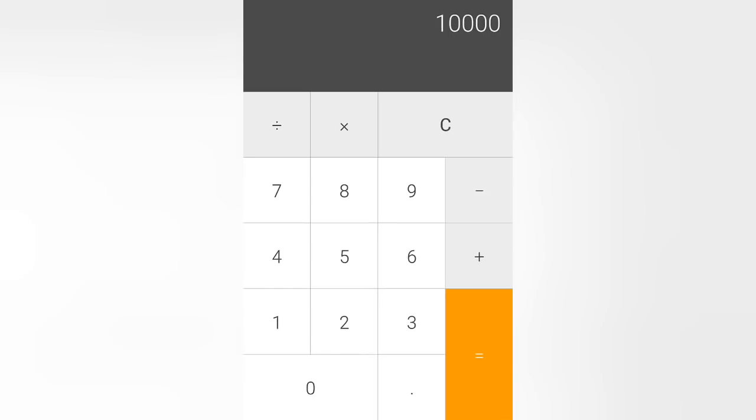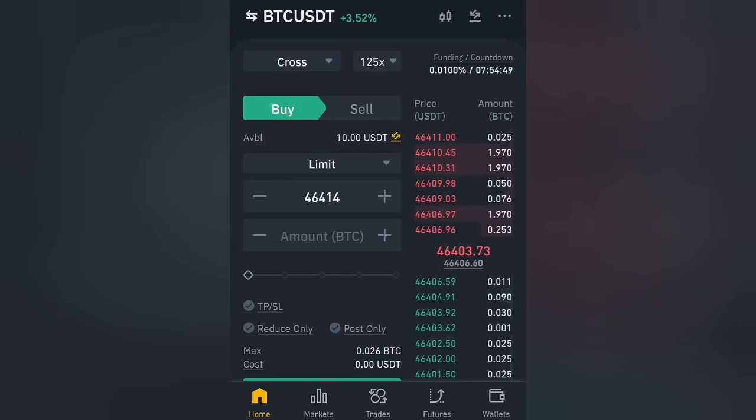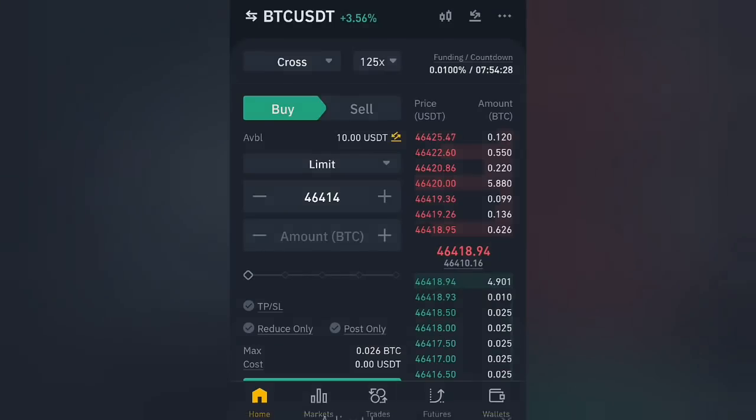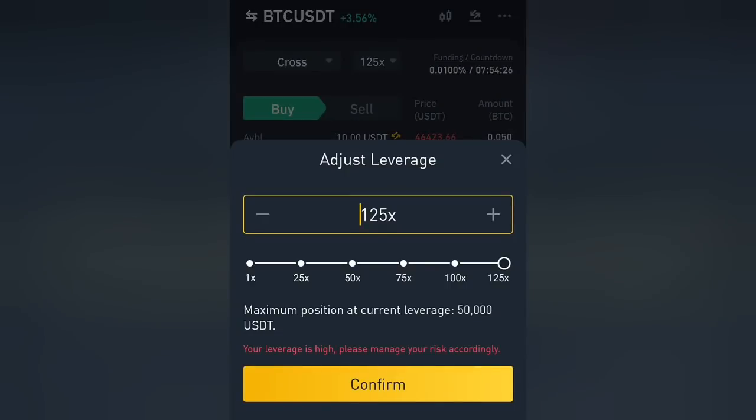You need to know that as you can make profit like this, there is always a risk attached to it. And I'm going to show you later in this video what risk is attached to it and how you can manage that risk. So that is how leverage works. And you need to know there are different types of leverages. If you click on this 125x right there, you will see that you can adjust the leverage you want to use.